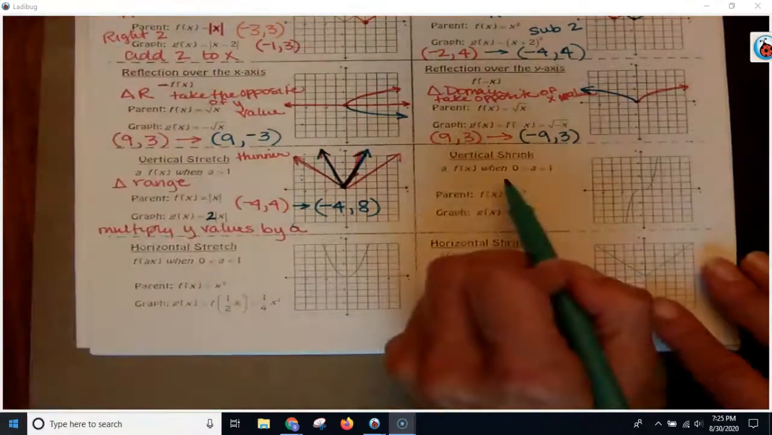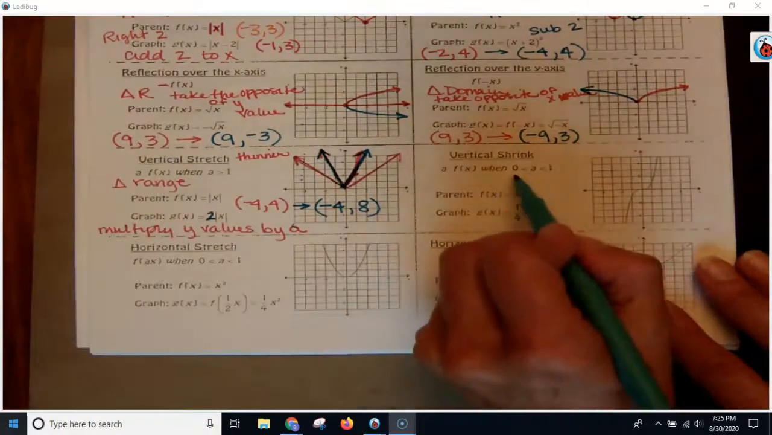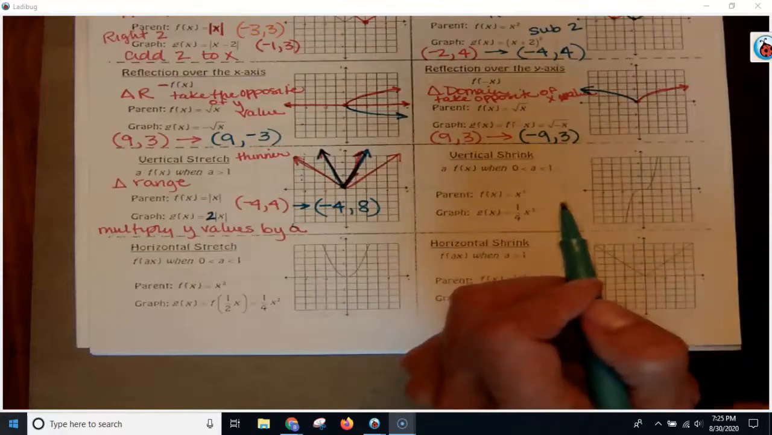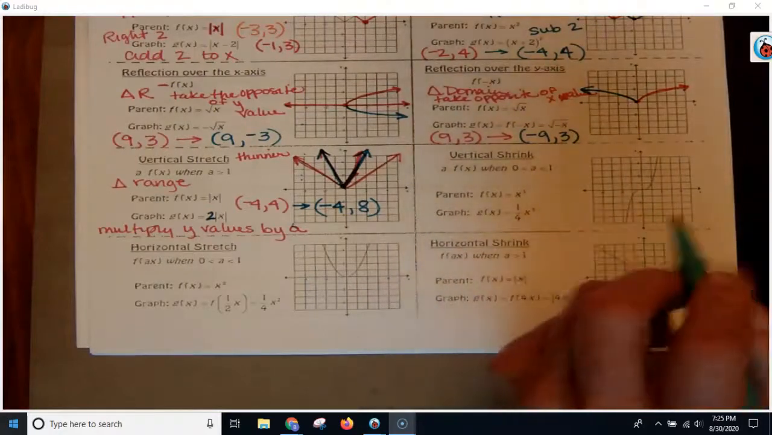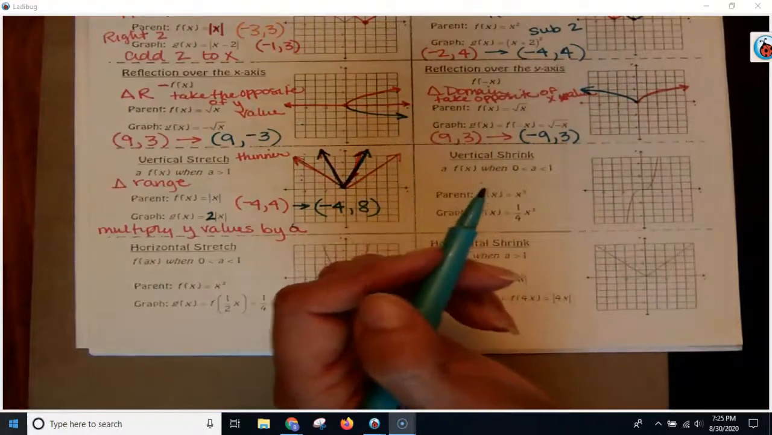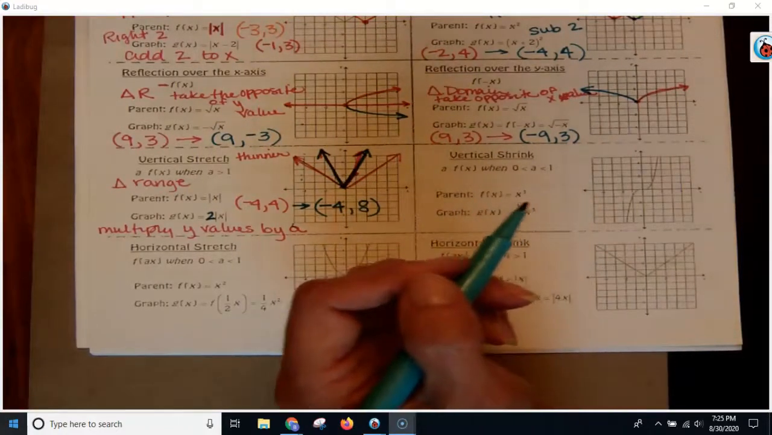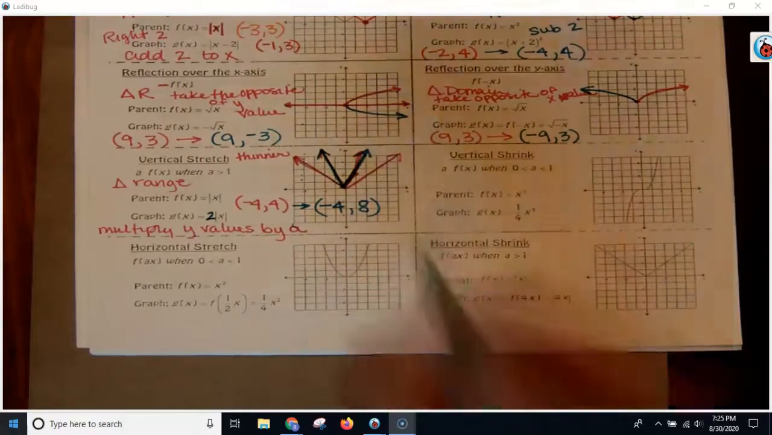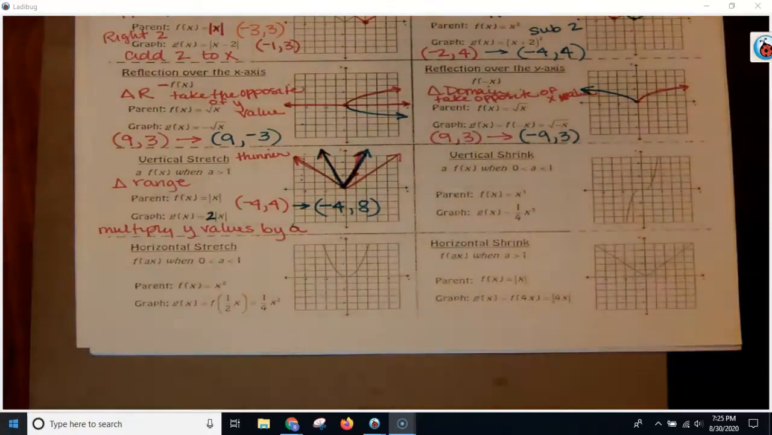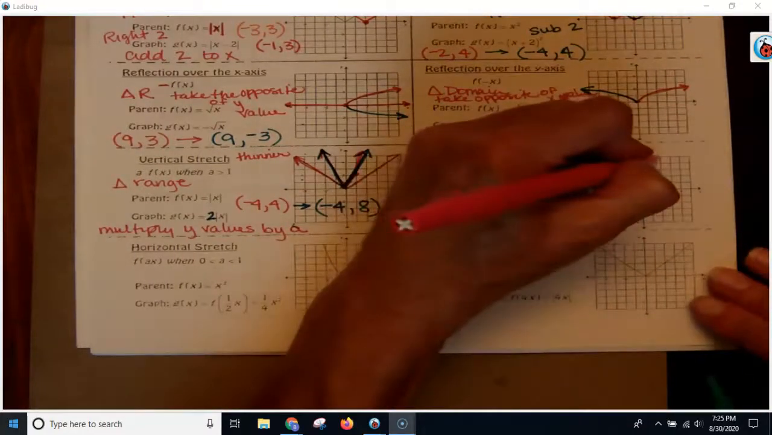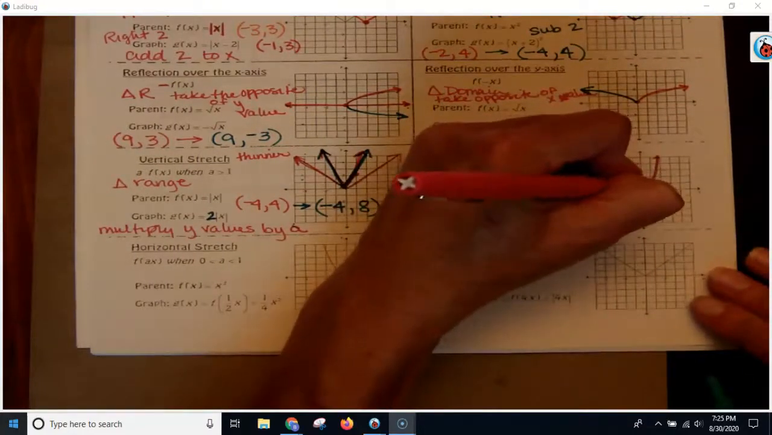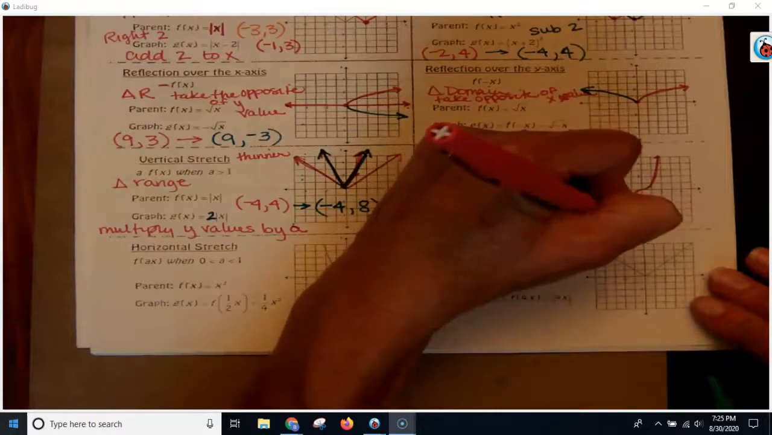Okay, now vertical shrink. This is where your a is between 0 and 1. Basically, it's the absolute value of that, meaning that even if it's negative, it stays within here. Okay, so my original is the red. This is my parent cubic function.